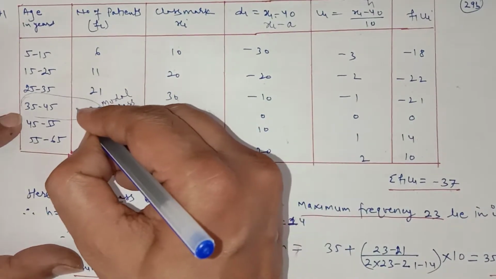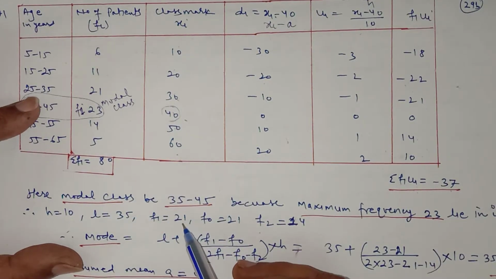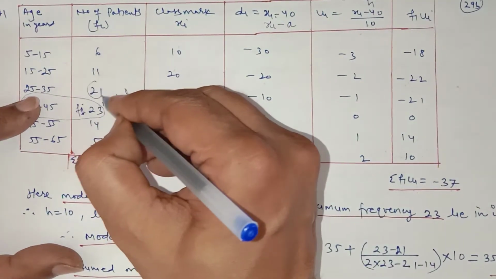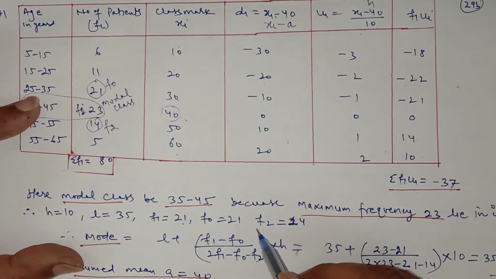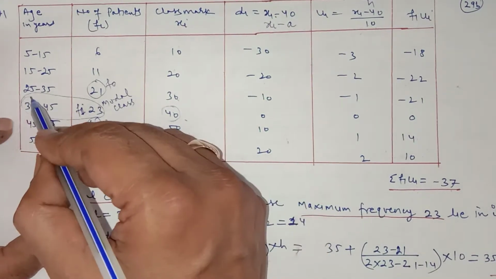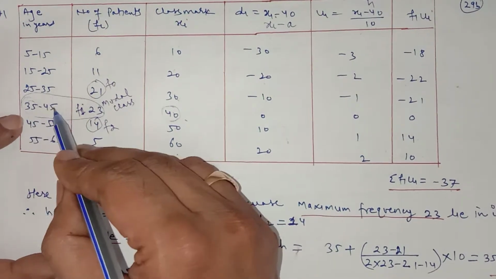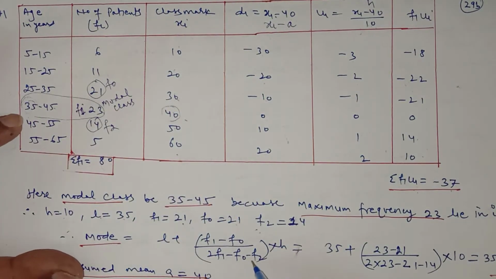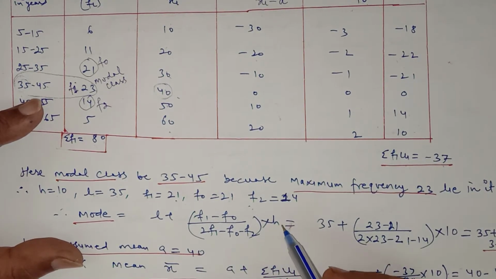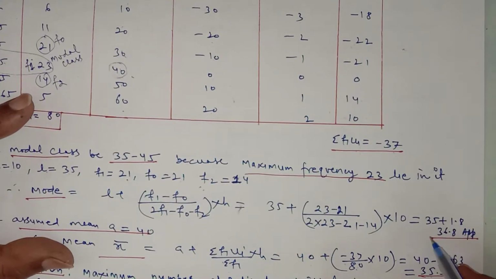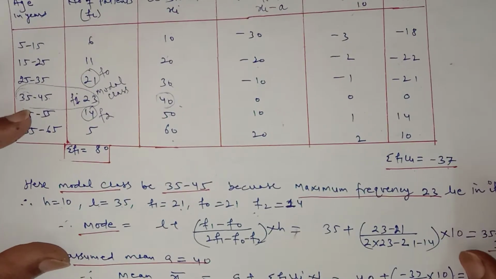So as usual, this is f1, that is the frequency of the modal class. F0 is the frequency of the preceding class interval, and F2 is the frequency of the succeeding class interval. L is the lower limit of the modal class, which is equal to 35, and H is the class size, which is equal to 10. You have to simply replace in this formula, that is L plus F1 minus F0 upon 2 F1 minus F0 minus F2 into class size. Replace these values. You are getting 36.8 as the modal age of the patient in years.